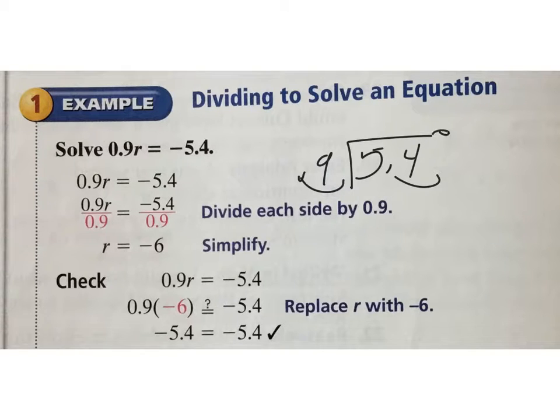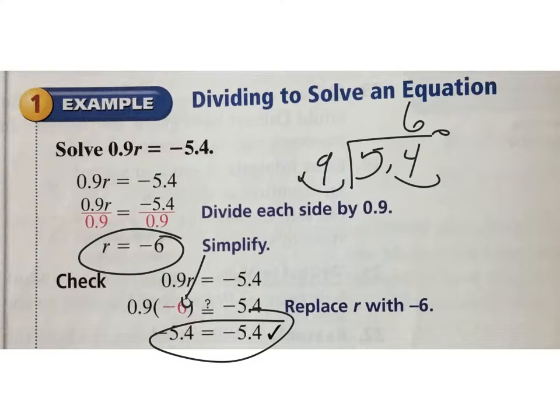So we really find out how many times does 9 go into 54. That's 6 times. And again, it's a positive divided by a negative, so the answer is going to be a negative 6. And that's an easy check. Just go plug that back into the original equation and prove that it's true. So our answer is correct.